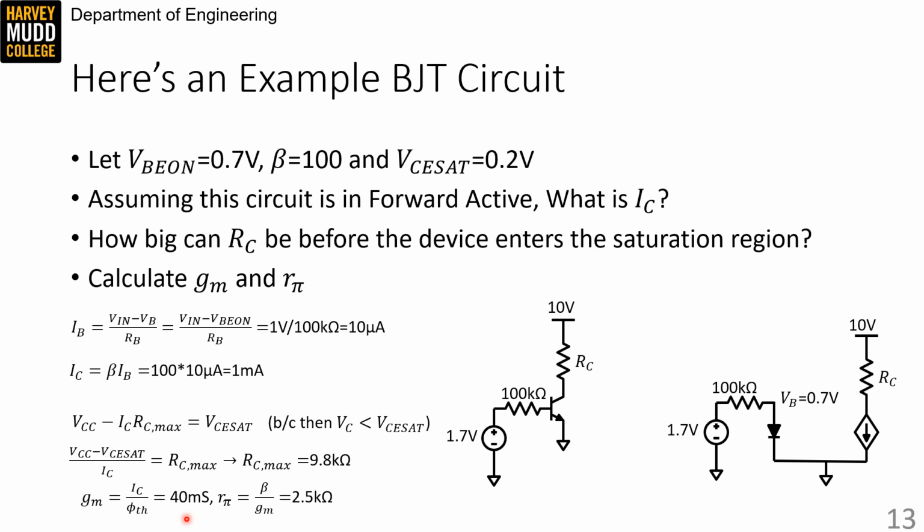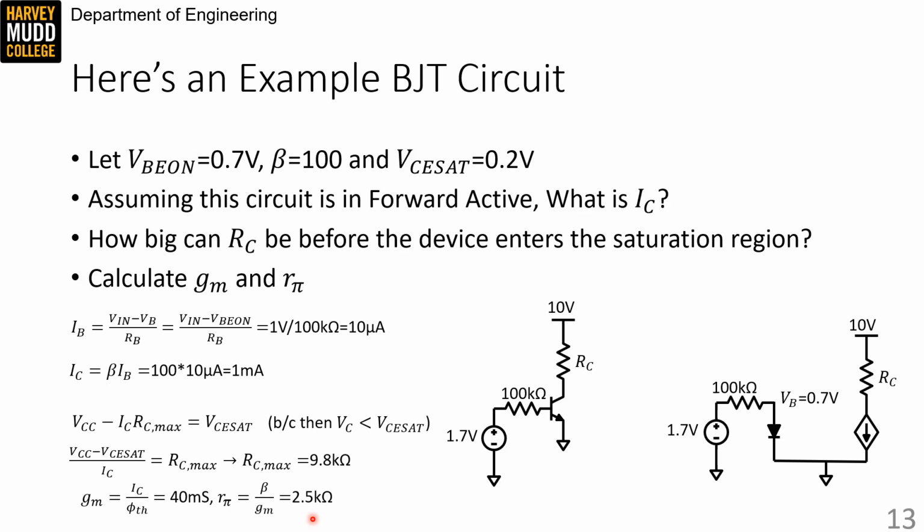We calculate R pi by remembering that GM times R pi is equal to beta, and that turns out to be 2.5 kilo ohms. We could also find R pi as beta times phi th over IC, which would be 100 times 25 millivolts over 1 milliamp, or 2500 ohms. It gives us the same answer.